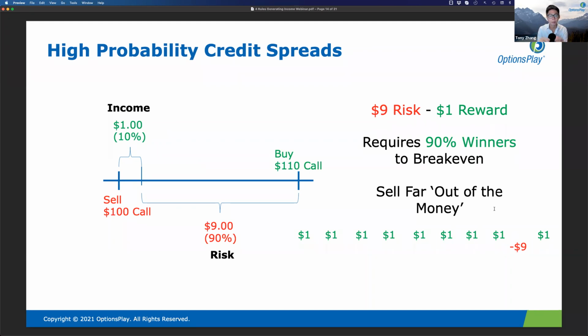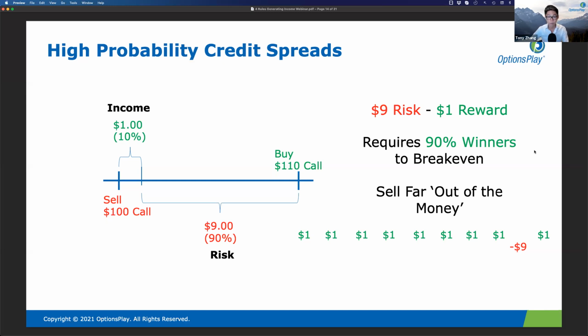Now, here's the thing about this: when you sell these really high probability of profit trades, what you're doing is collecting a very small amount of income in exchange for a large amount of risk, which means that you need about 90% winners just to break even. I see a lot of investors doing this, and they do it because of this 90% probability of profit. They'll say, I want high probability of profit. It doesn't really matter what the risk or reward is. As long as I win 90% of the time, I'll be happy.